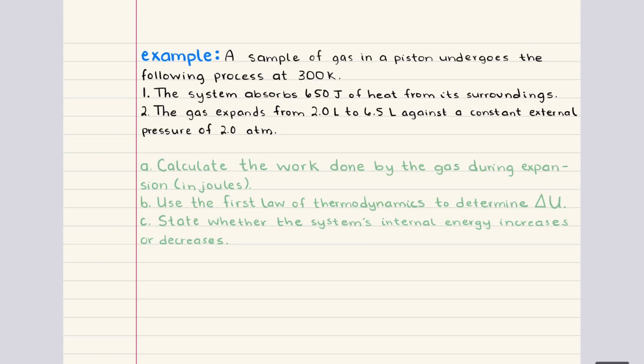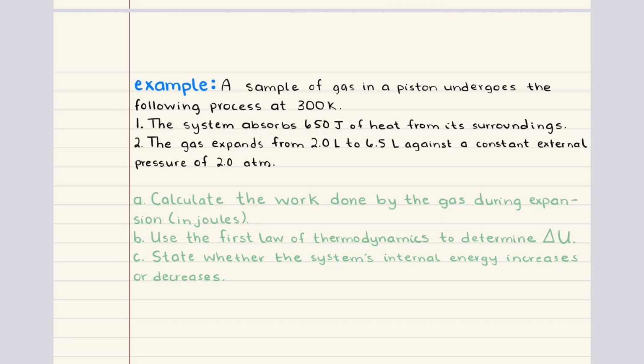But for now, let's work through this practice problem together. This problem says a sample of gas in a piston undergoes the following process at 300 Kelvin. 1, the system absorbs 650 joules of heat from its surroundings. And 2, the gas expands from 2 liters to 6.5 liters against a constant external pressure of 2 atmospheres.